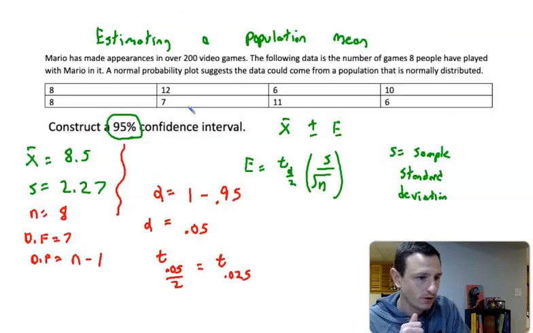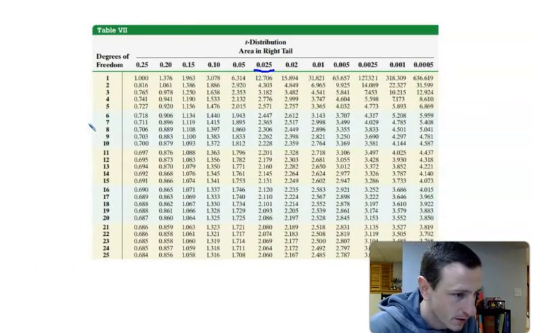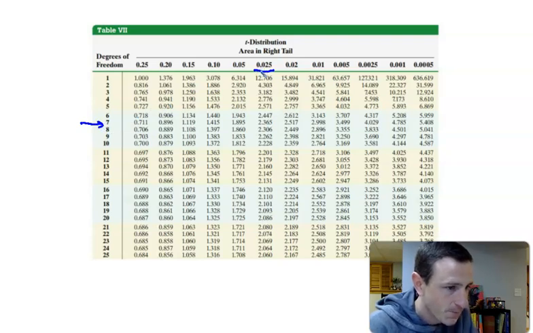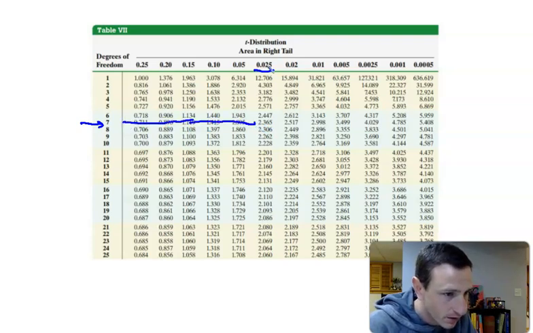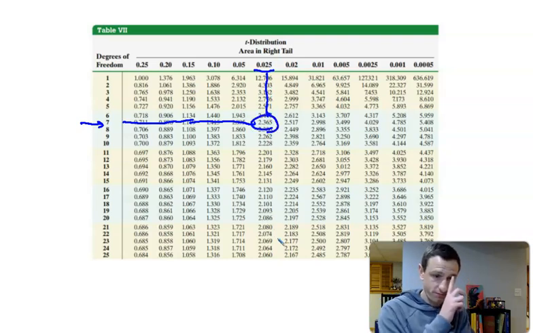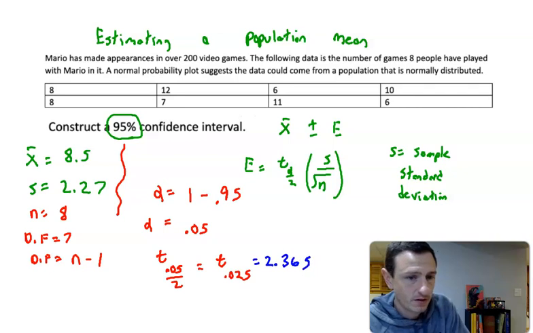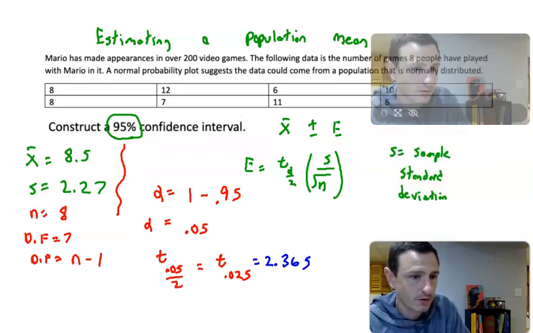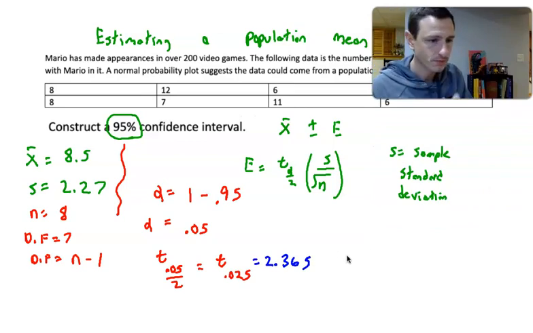So I'm going to go to 0.025, degrees of freedom 7. 0.025 is right here. Degrees of freedom 7 is right here. And we just match it up like a vending machine. Like if I want this Snickers bar right here, I just go zoop, and then zoop. This is 2.365. So the critical value is 2.365.